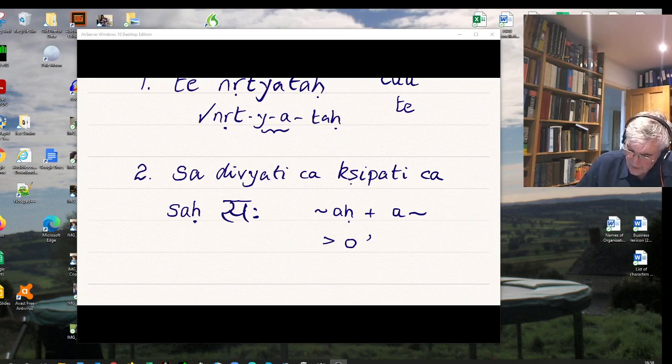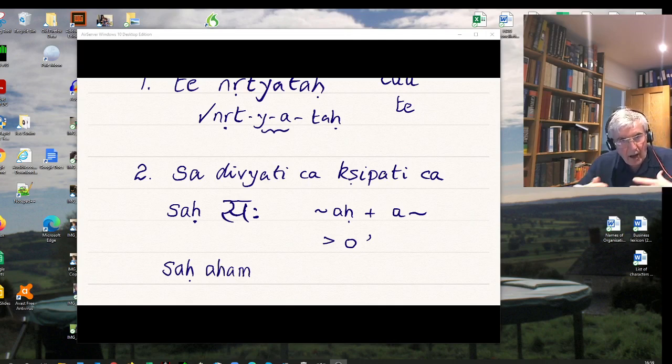So, for example, sah aham, the well-known phrase soham, he am I, when you're equating yourself with Brahma. Sah aham becomes soham. He's so, and often written like that, soham. But in this sentence, we see before a consonant, sadivyati, so the visarga just doesn't appear at all, and the word stands alone just as a sa. Sadivyaticha, kshipaticha.